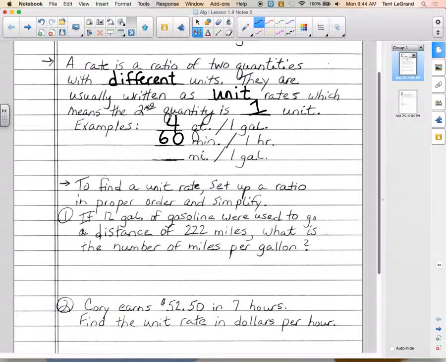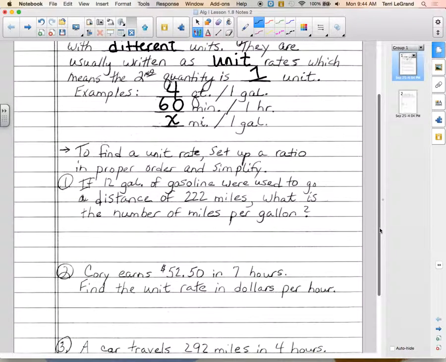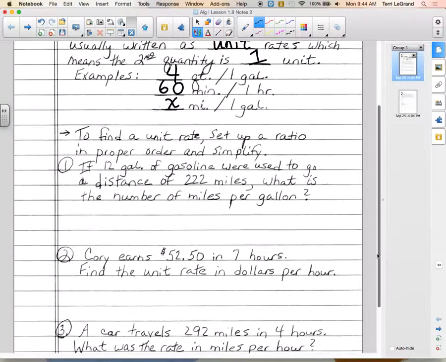It varies, doesn't it? According to what? The type of car you're driving, how fast you're driving. So we're going to have to put an X there. But it's per 1 gallon, so we still can talk about that as a unit rate. And we know that definitely can vary. How many minutes in an hour doesn't vary. How many quarts in a gallon doesn't vary. We can have miles per gallon vary because of the things we said.